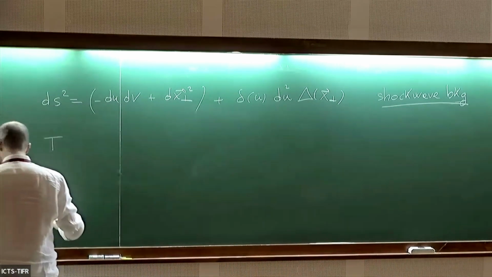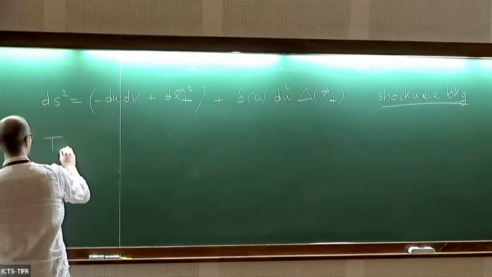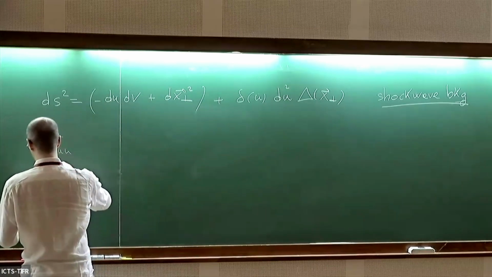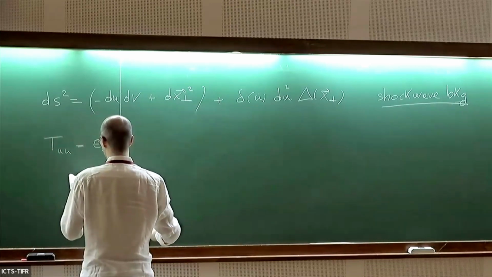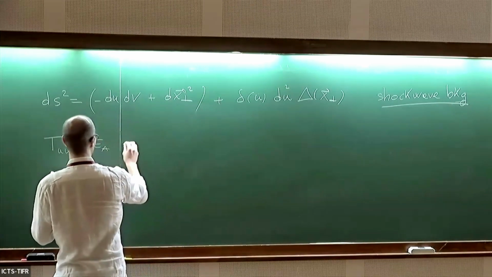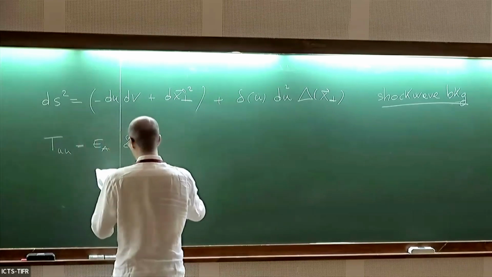you put matter which has only one component, the T_UU component, which is localized on a worldline.